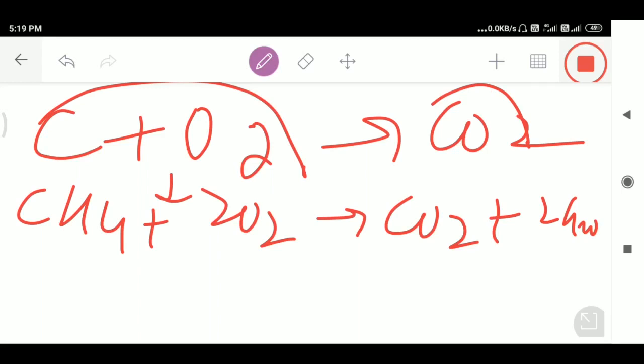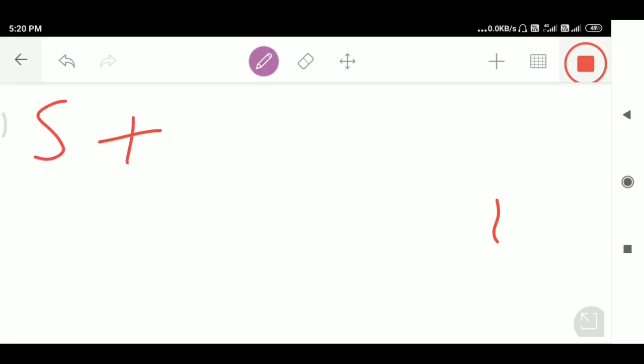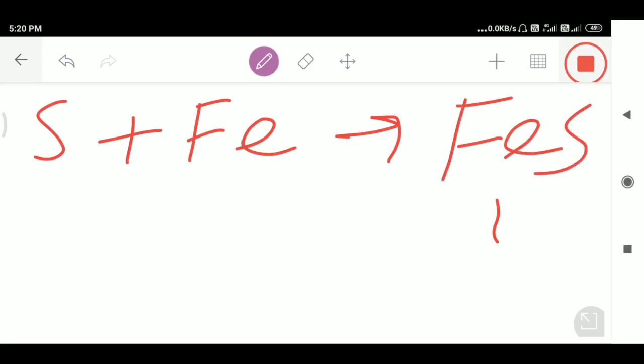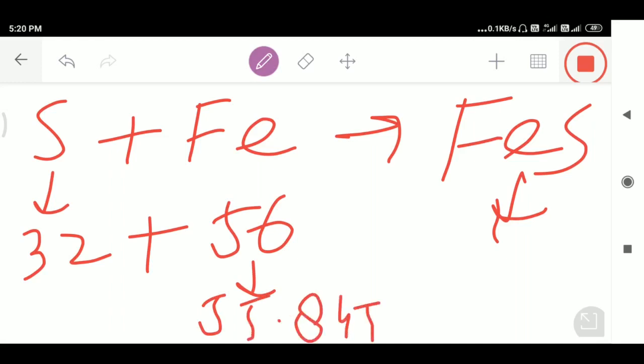Now I will give you one more example of the law of conservation of mass. This is sulfur plus iron gives iron sulfide. Whenever there is a reaction between sulfur and iron, there is a formation of iron sulfide. The mass of sulfur is equal to 32, and the mass of iron is equal to 55.845, which is approximately 56.